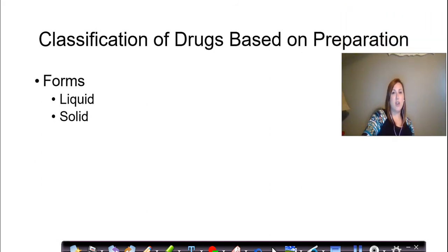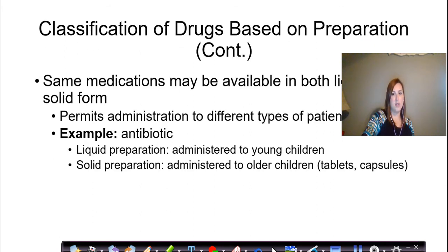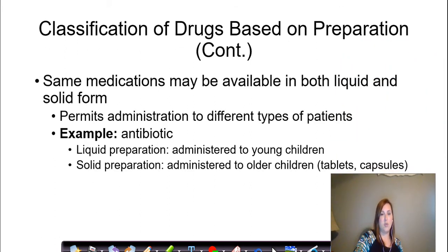The classification of drugs is based on the preparation, so liquids or solids. Antibiotics can come in both liquid and solid. Kids might get some type of liquid antibiotic, and adults will get the solid. They'll get a tablet or a capsule. That's talked about a little bit more here. It permits the administration to different types of patients. Lots of us are going to need antibiotics at some point in our life, so young kids might need the liquid, and older children or adults might need tablets or capsules.